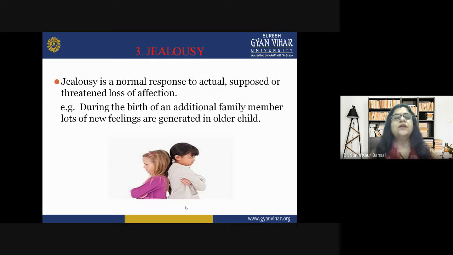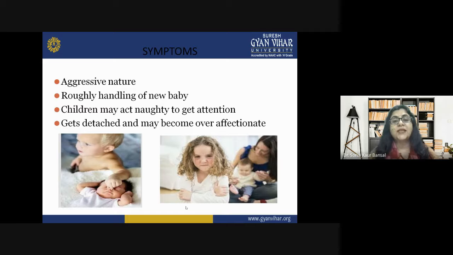So during the birth of an additional family member, maybe a sibling, lots of new feelings are generated in the older child. Maybe his parents' love is going to be shared, things are going to be shared, grandparents are going to be shared, so everything is going to be shared now. So some kind of jealousy is there, and it's really very important to notice the symptoms of jealousy.